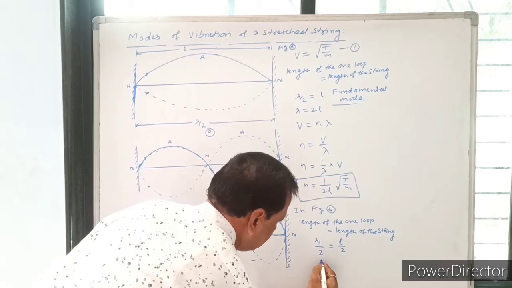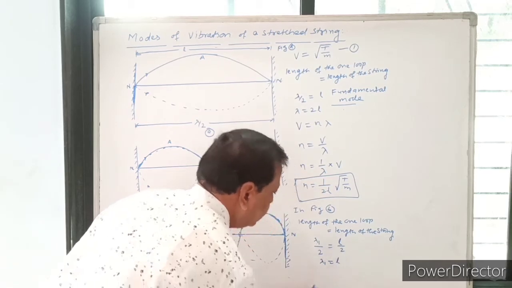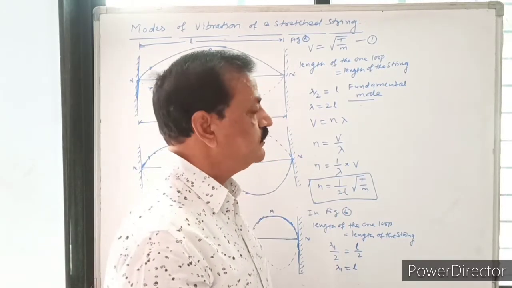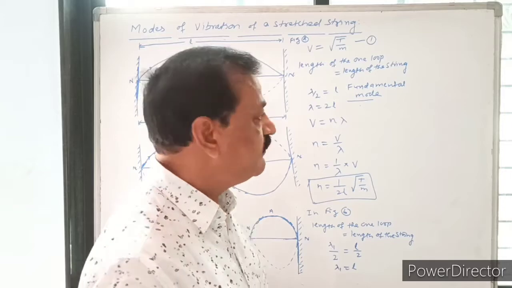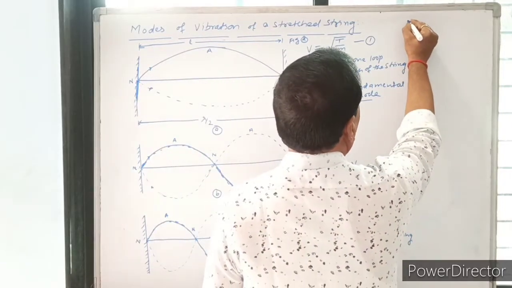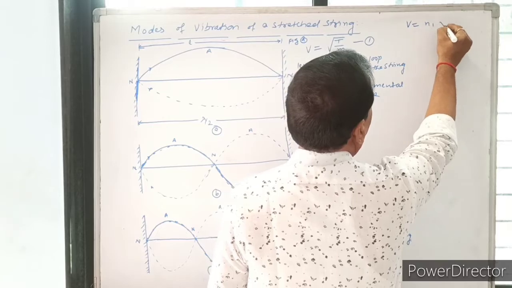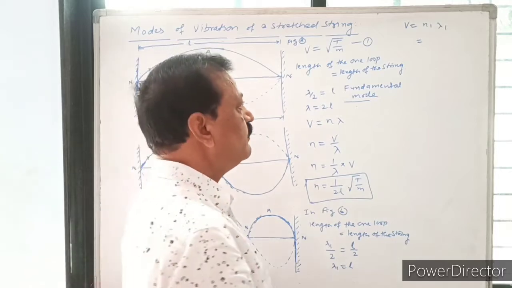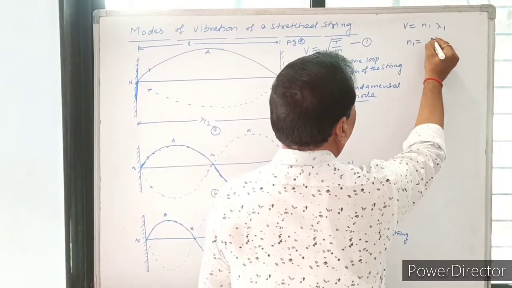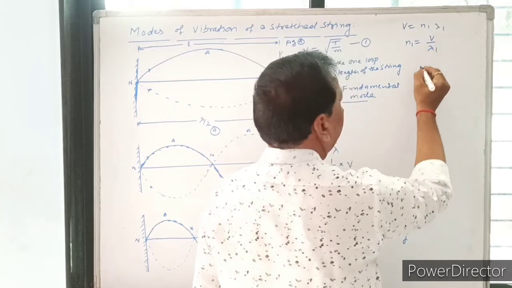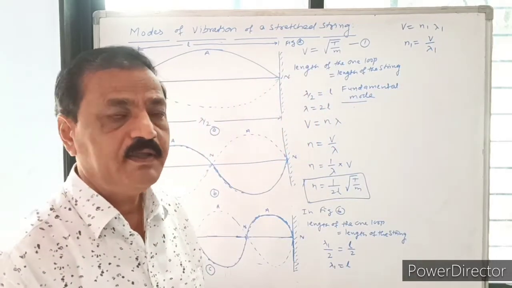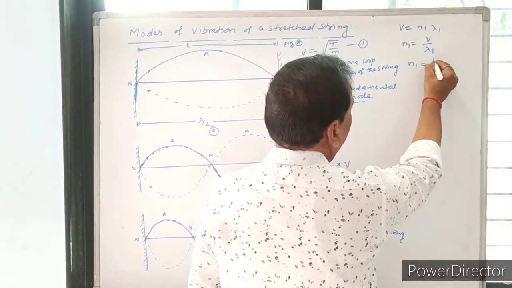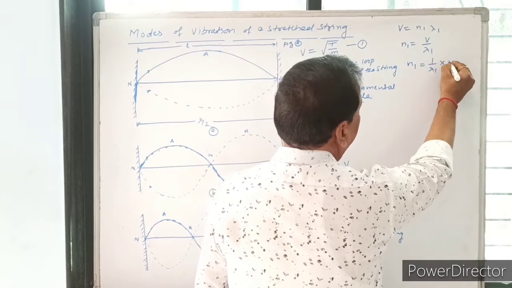Therefore lambda 1 is equal to L. The relation between frequency, wavelength and velocity is V equal to n1 into lambda 1, and therefore n1 is equal to V by lambda 1. Then n1 equal to 1 by lambda 1 into V.